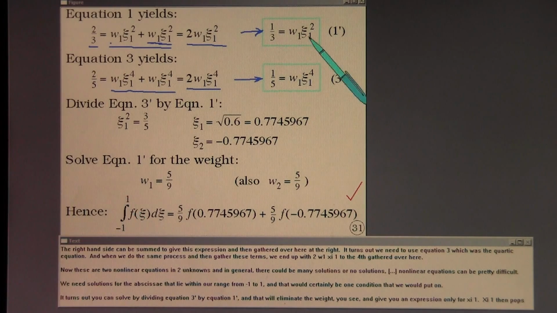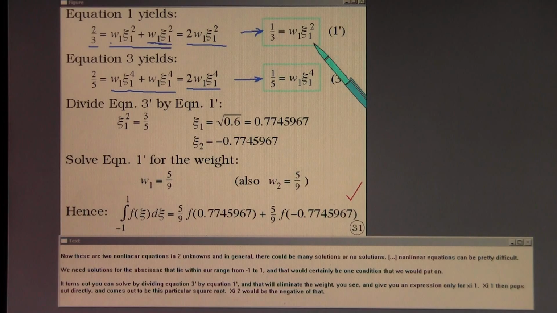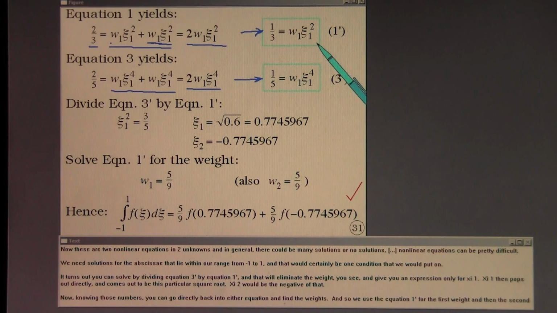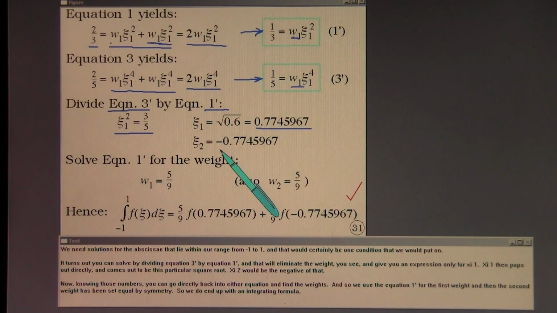Now these are two nonlinear equations in two unknowns, and in general there could be many solutions or no solutions. Nonlinear equations can be pretty difficult. We need solutions for the abscissa that lie within our range from -1 to 1, and that would certainly be one condition that we would put on. It turns out you can solve by dividing equation 3' by equation 1', and that will eliminate the weight, you see, and give you an expression only for C1. C1 then pops out directly and comes out to be this particular square root. C2 would be the negative of that.